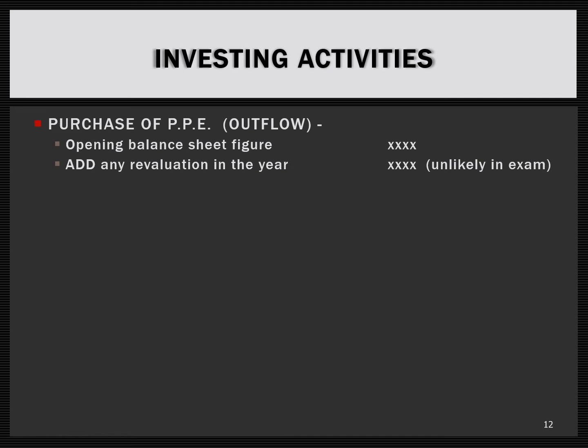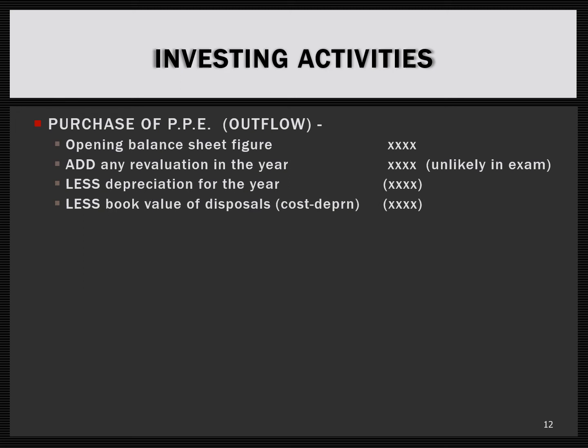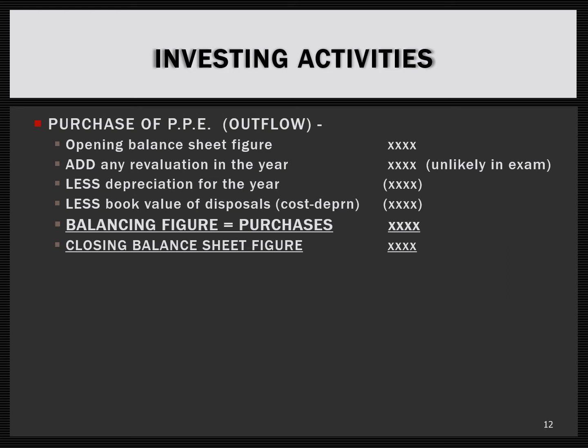If there's a revaluation in the year, that will have increased the balance sheet figure, but as the slide says, that's unlikely to appear in the exam. The depreciation charge for the year will certainly be there. That's going to reduce the balance sheet figure. The book value, not the sale proceeds, but the net book value of any assets disposed of in the year should be deducted from the opening figure, and that would give us the closing figure were it not for purchases in the period. And so that balancing figure in this calculation will be the amount of purchases during the year.